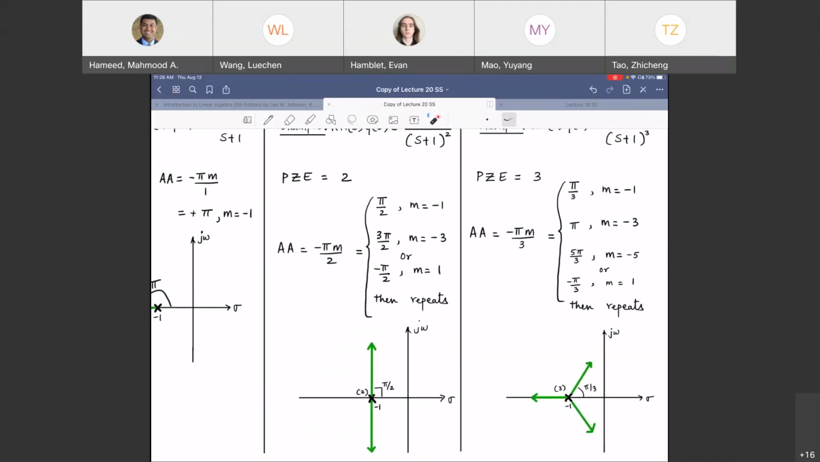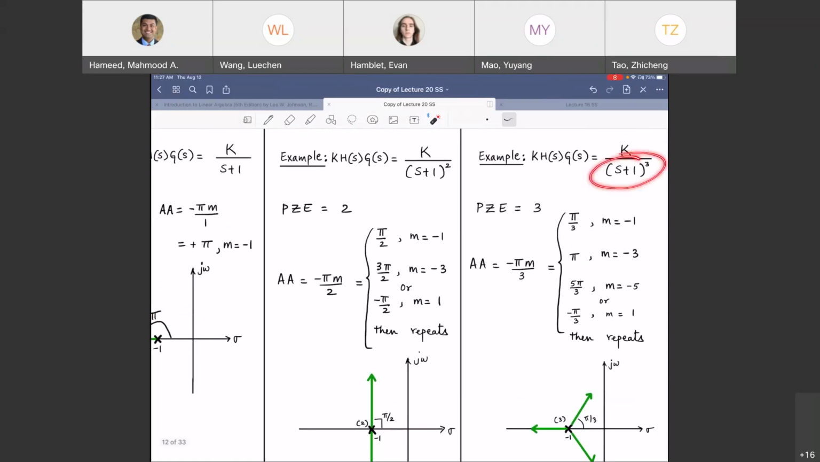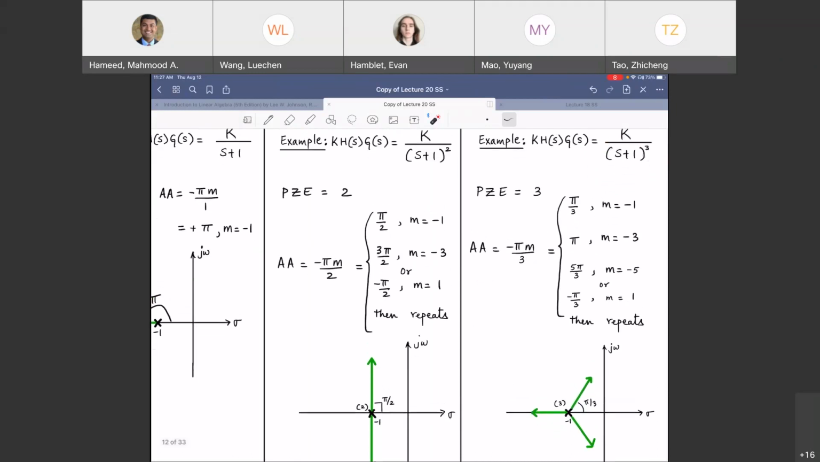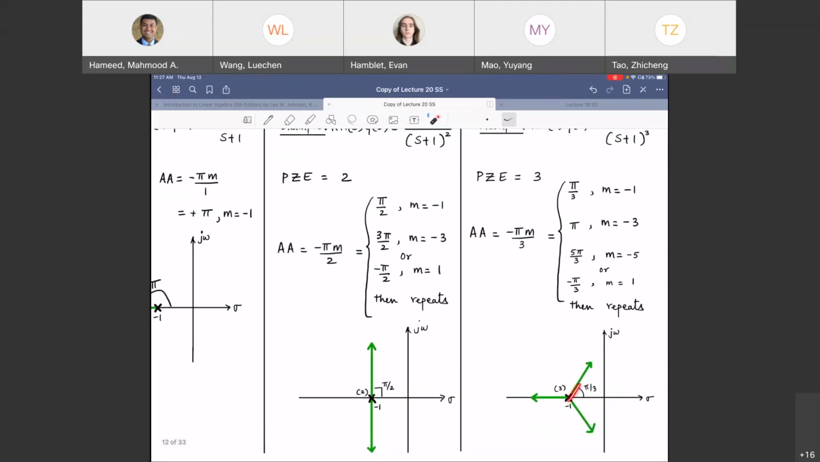Next, you have 3 poles, no zeros. Pole zero axis is 3. Asymptote angles are obtained by the same formula here. You get pi over 3, negative pi over 3, and pi. So those are your guiding lines for the root locus.